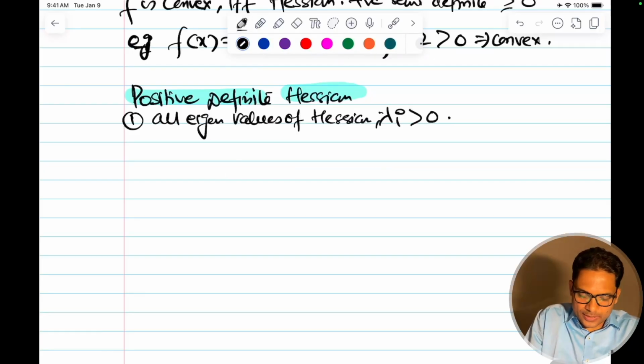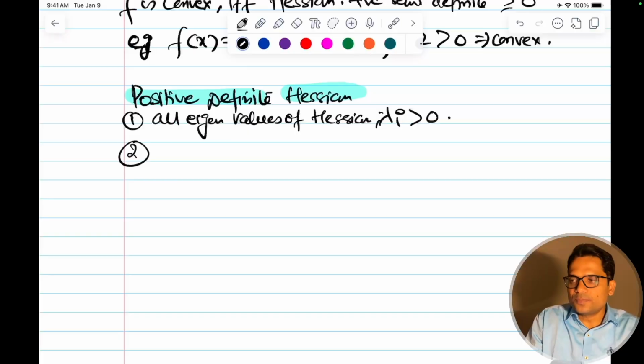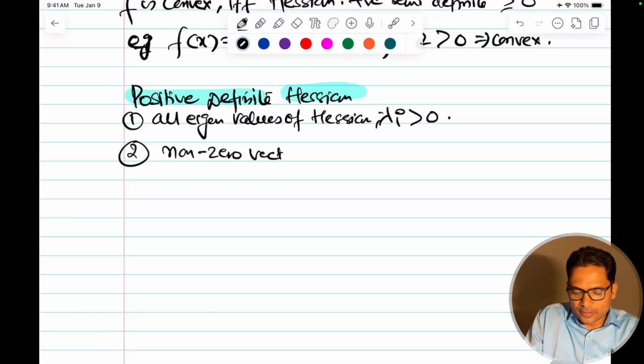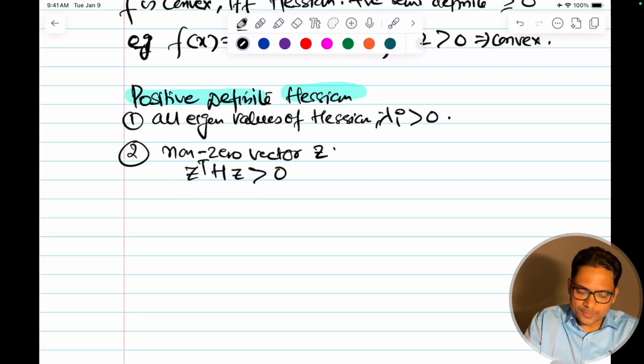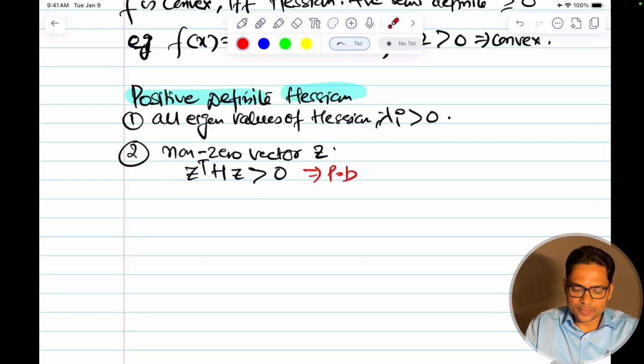Okay, so that is one test. And then there is a second test for a non-zero vector z. It is positive definite if z transpose H z is greater than 0. Okay, this is a non-zero vector z. For this, if this is greater than 0, this implies the Hessian is PD, and this H is your Hessian. Okay, these are the mathematical rules.